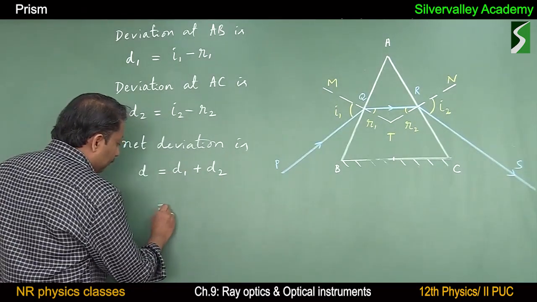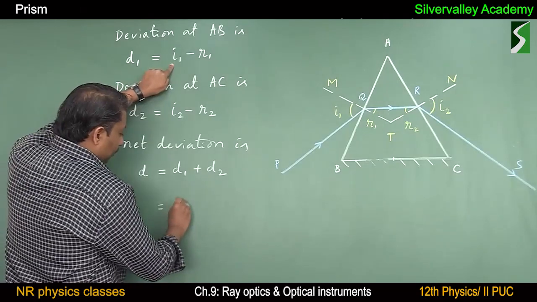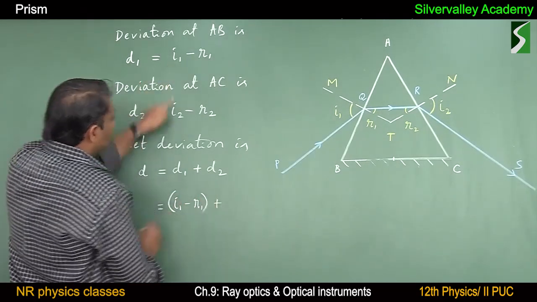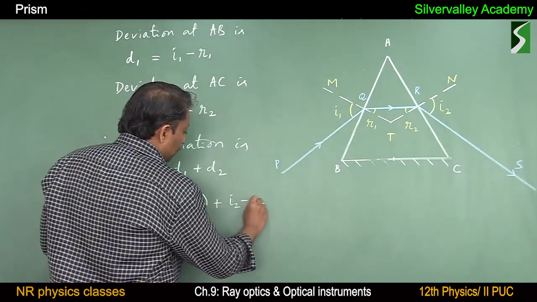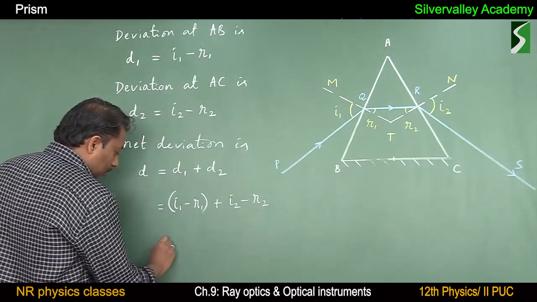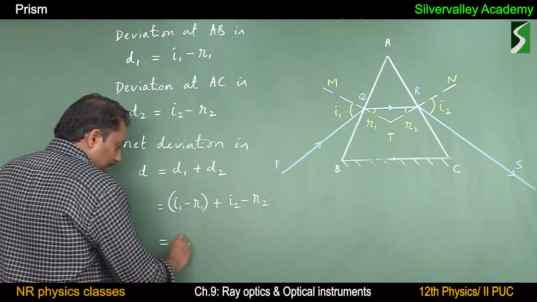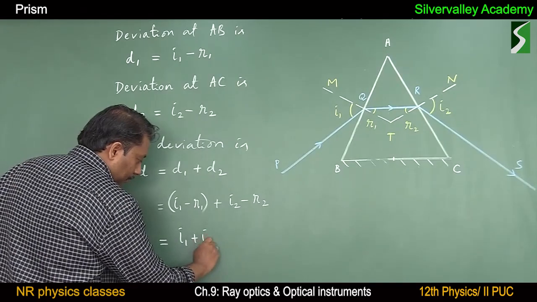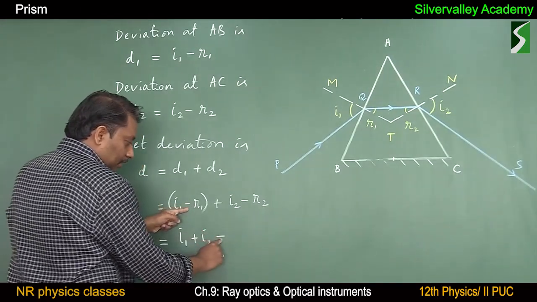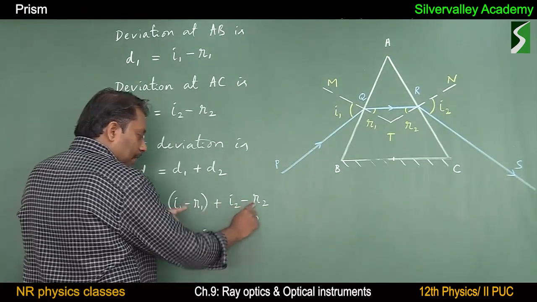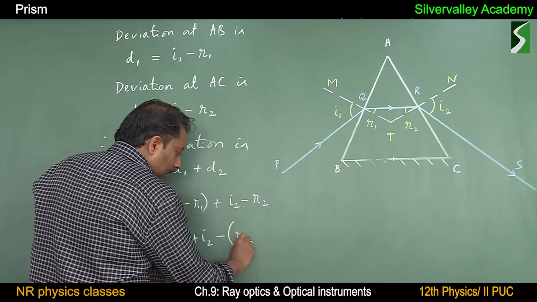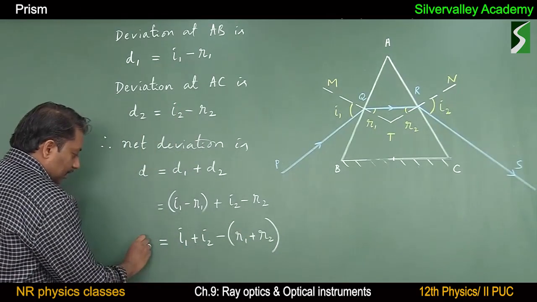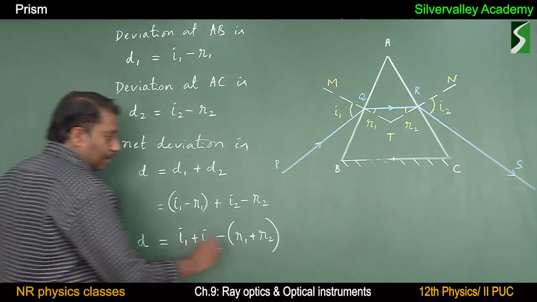And what is D1? D1 is I1 minus R1 plus D2 is I2 minus R2, equal to total deviation: I1 plus I2 minus, take minus common factor, minus bracket R1 plus R2. This is the total deviation D, equation 1.